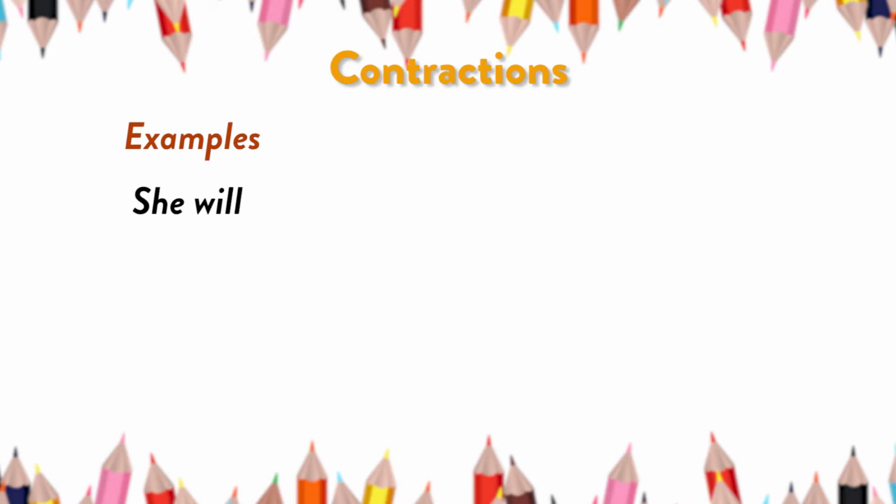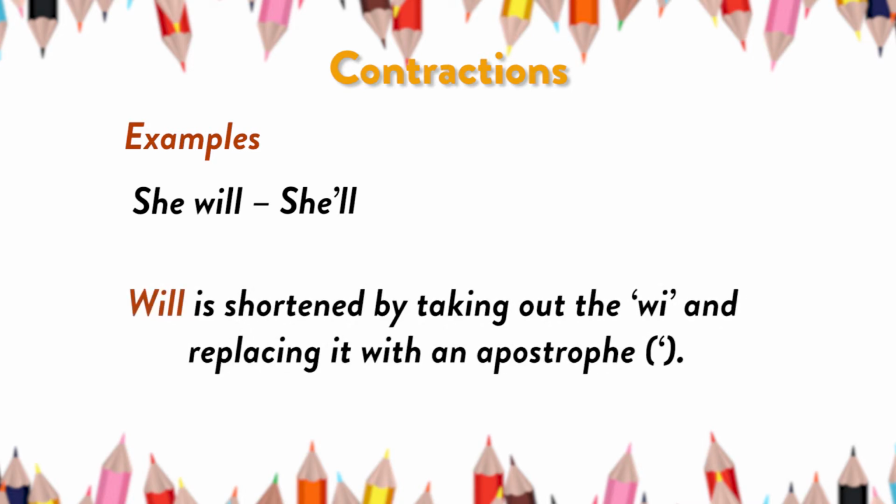Our first two words are she will. For she will, we are going to shorten it and make she'll. For the word will, we shorten it by taking out the WI and replacing it with the apostrophe. We always shorten the word will this way by taking out the WI and replacing it with the apostrophe. Now the new word we have is she'll, and it's the same as she will.